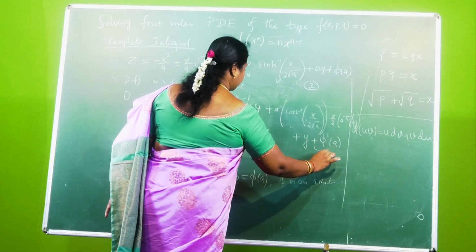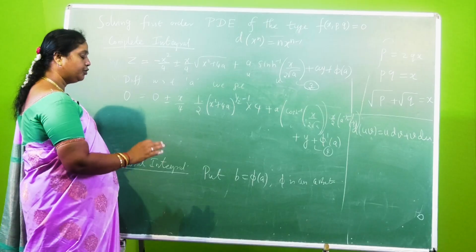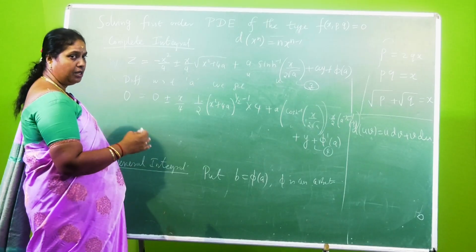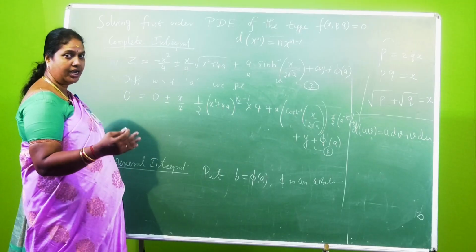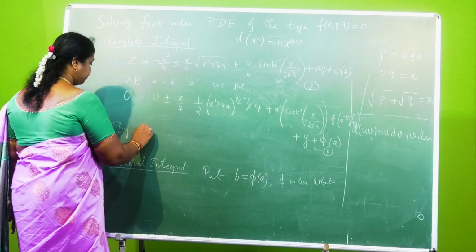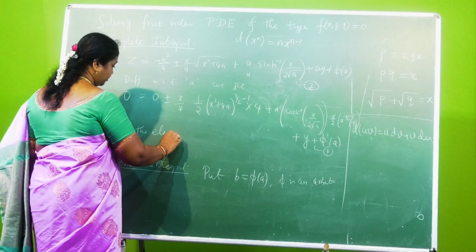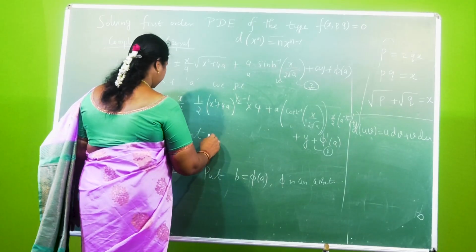So no need to worry about solving and simplifying this expression. You can just give some name for this equation. Let us call it equation 4, and you simply write by eliminating a between 3 and 4, and we will get the required general integral. Okay, that's all. Students must write like this.